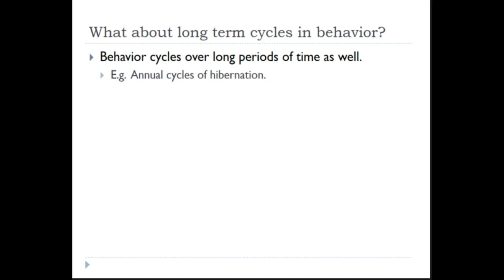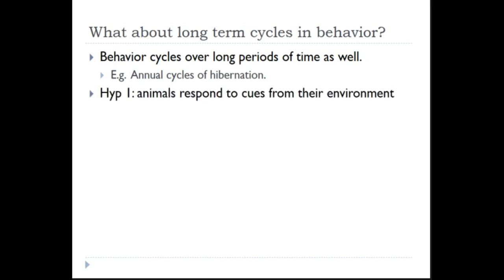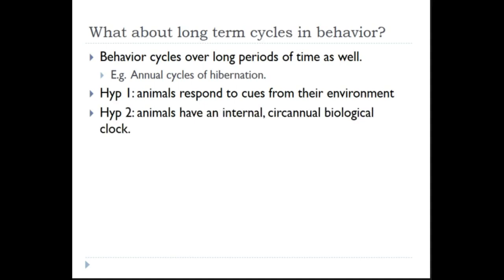And we do have annual cycles of reproductive bouts, of hibernation. There are all kinds of important behaviors that have to happen on some kind of a rhythm. So again, I think we could ask, how is it that animals determine when to start into a reproductive state, or when to start going into a hibernation or a dormancy or a torpor kind of state? And we could raise the same two hypotheses. So we could say, well, maybe animals are responding to cues from their environment, or maybe they have some manner of an internal circannual biological clock that determines their annual rhythm.